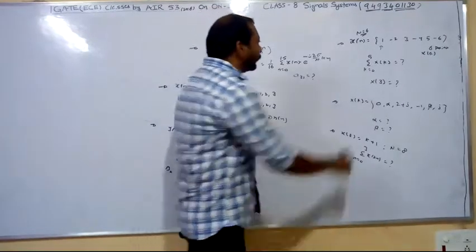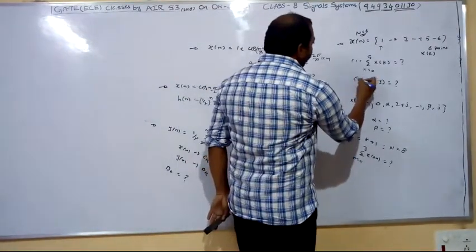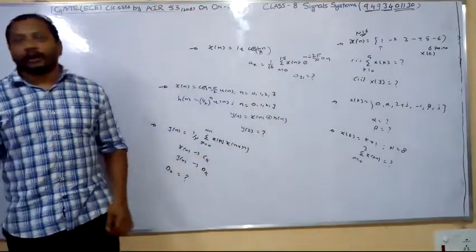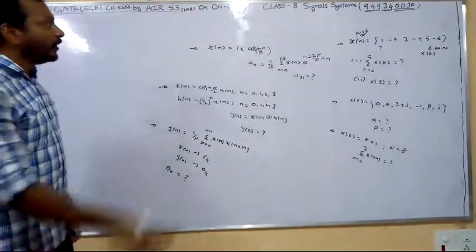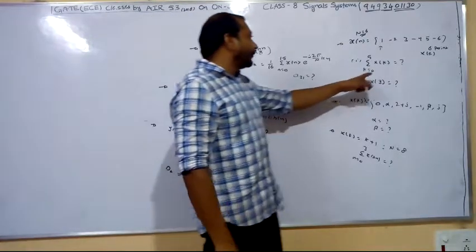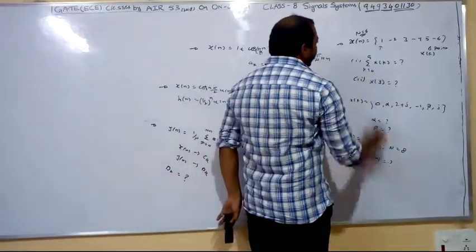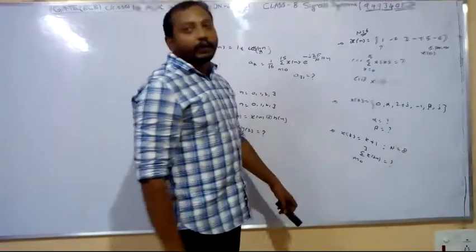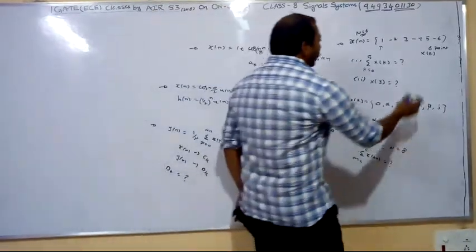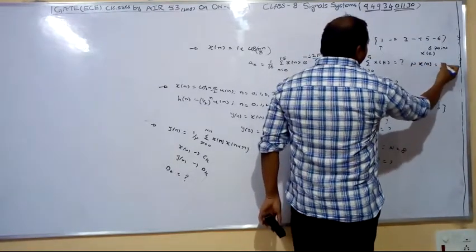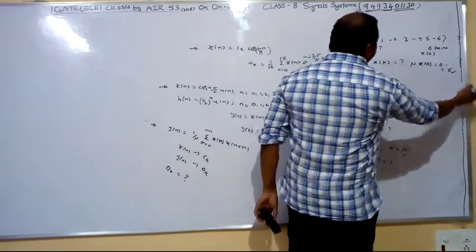Then what are the values of these two? X of n is given like this, and the corresponding X of k is the 6 point DFT of x of n. Already we have seen, according to the area property, the sum over k equal to 0 to 5 of X of k is simply N into x of 0. So you can write this is equal to 6 into 1, which is equal to 6 directly.